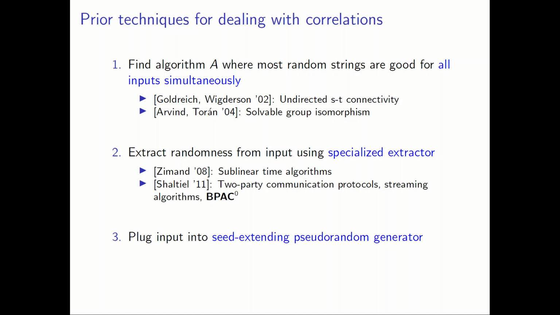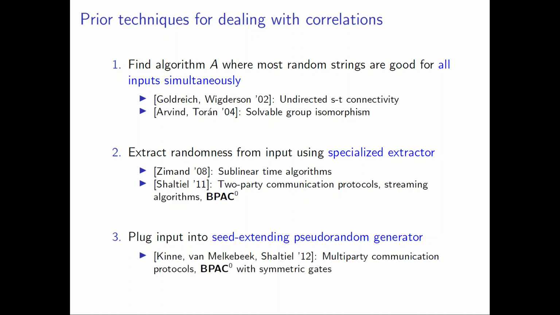And then the third approach that's been used has been to design a special kind of pseudorandom generator. Because again, we're trying to generate randomness from our input. So I hope it makes sense that if we have a special kind of pseudorandom generator that's designed specifically for this purpose, then that'll do the job. And again, this has been used to get typically correct de-randomizations for some restricted models of computation like multi-party communication protocols.